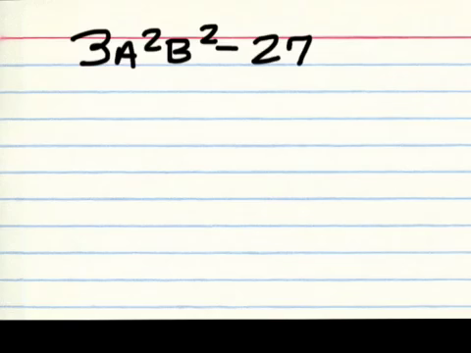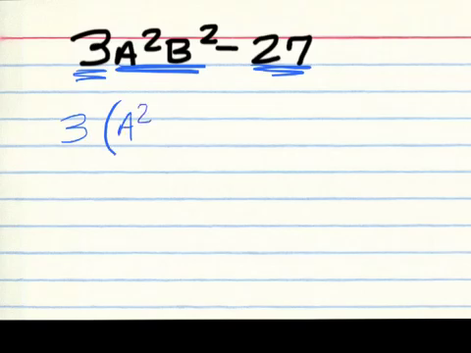Well, clearly 3 is not a perfect square, and neither is 27. Now these two are, so maybe we can factor out a 3 and be left with a difference of two squares. So by doing that, we're left with a perfect square there, and 27 divided by 3 is 9. 9 is a perfect square.